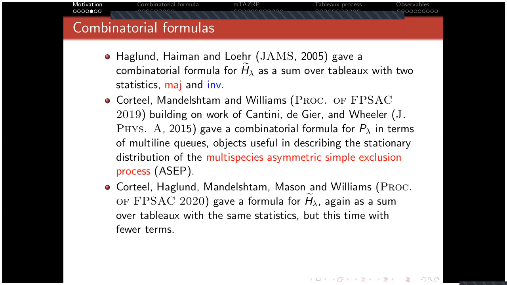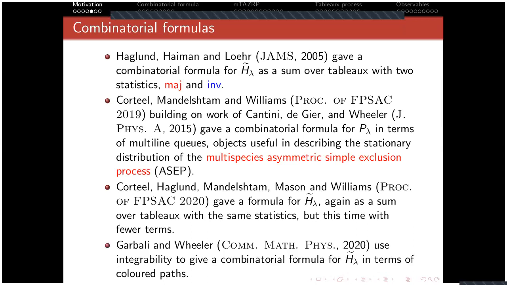And Corteel, Mandelshtam, and Williams, along with Haglund and Mason, gave a formula for H tilde, the same thing as earlier, but with fewer terms. So this paper is important because they gave a certain conjecture. And in a completely separate department, Garbali and Wheeler used the theory of integrable systems to give another completely different formula.